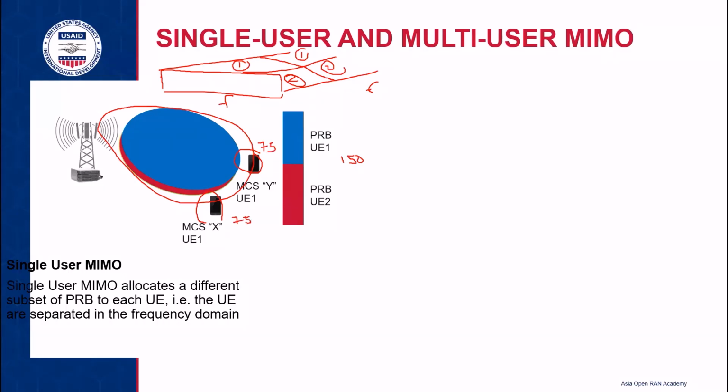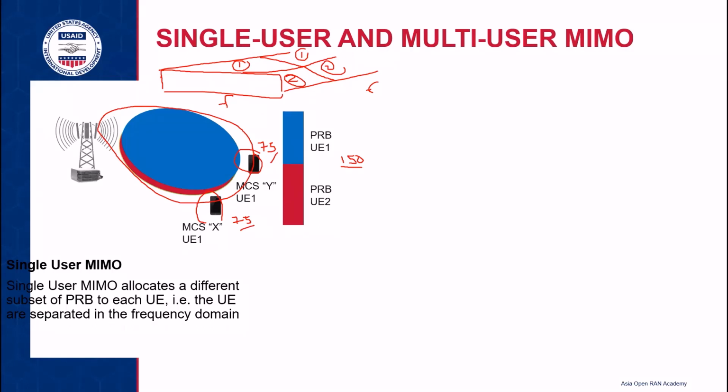For the sake of simplicity lang, wala pa tayong pinag-usapan na mechanism na scheduling and then yung RF environment. Pero for the sake of simplicity, if you have 150, you can give 75 and then 75.